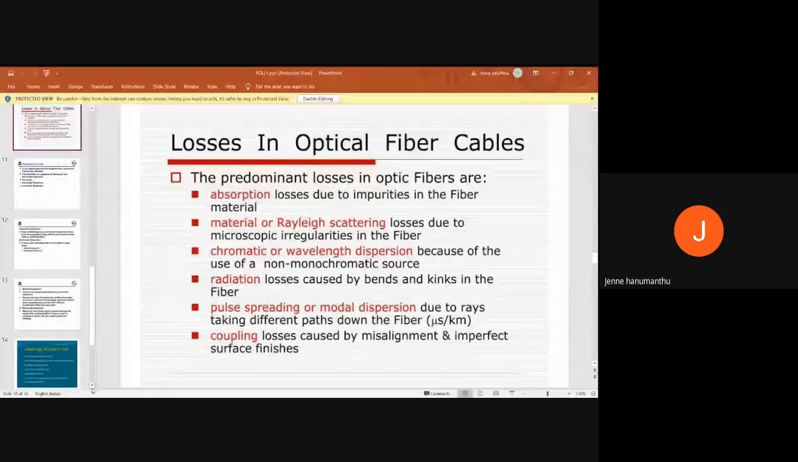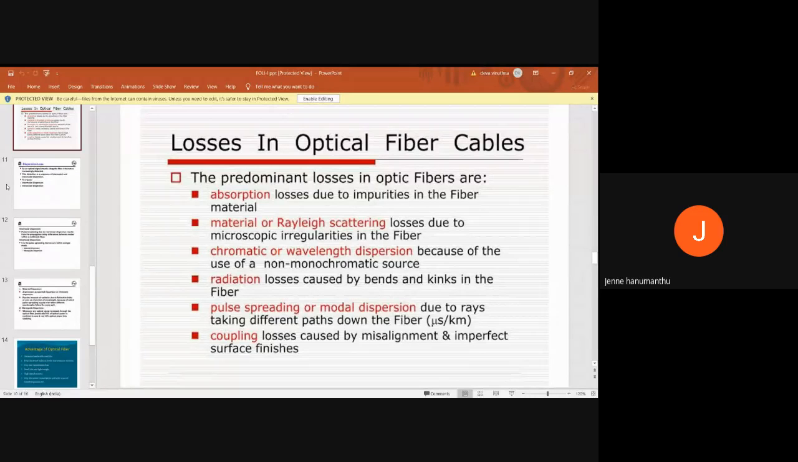If the alignment is not good, that is misalignment, the light is simply lost. Imperfect surface finishes: surface finishes means the two end surfaces should be properly polished before joining. If they are properly polished and joined, no loss. If it is improper, light may be lost.